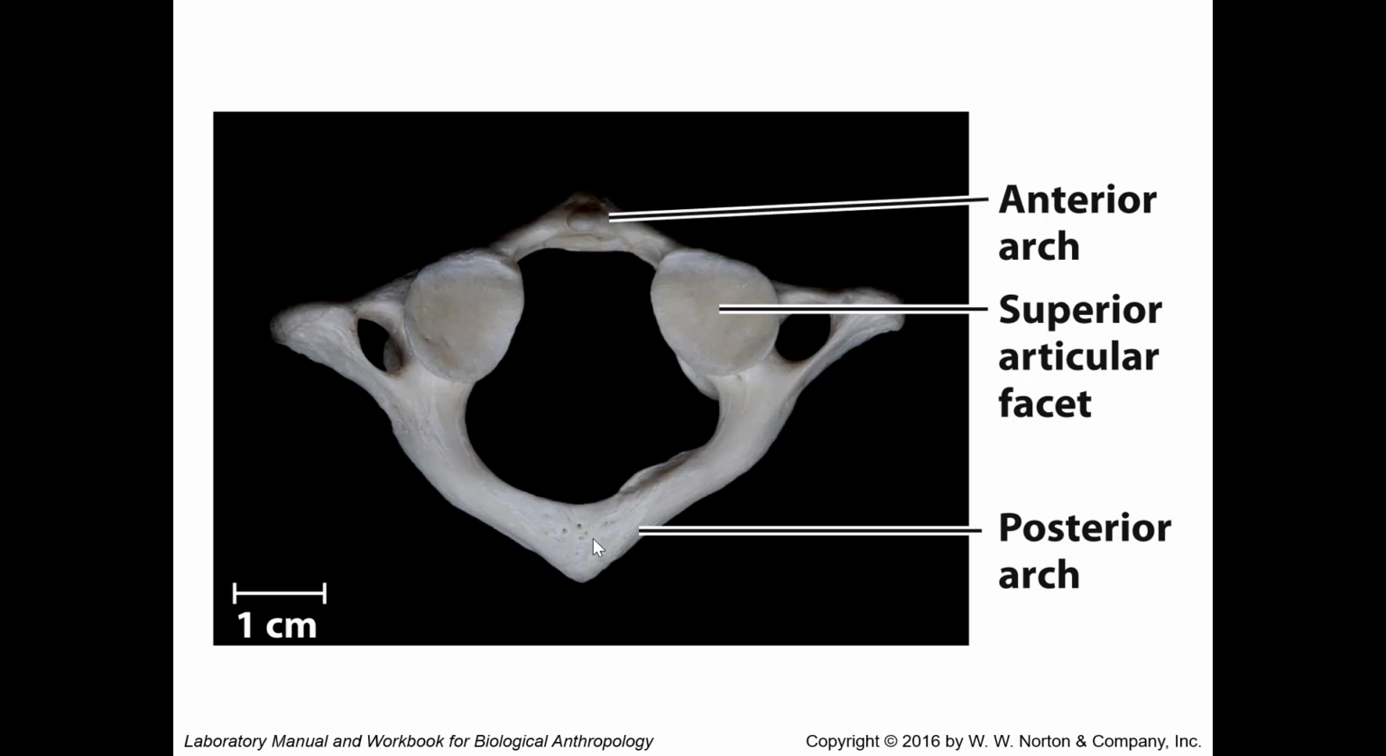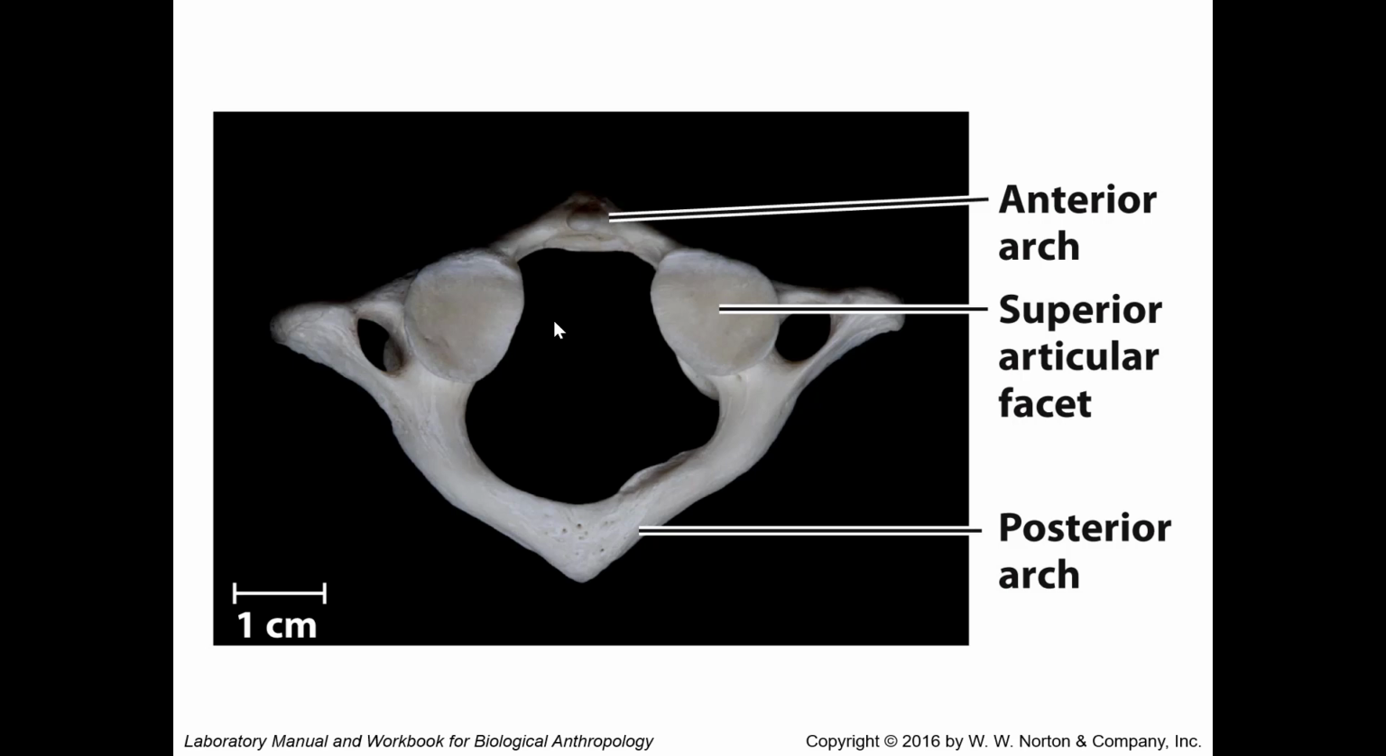It is unlike our other vertebra because it does not have a body. Instead, it has an anterior arch and a posterior arch right here. So it gives it a ring-like shape, having that anterior arch and that posterior arch. Also, it has a superior articular facet right here. It has two, one on each side, on each of the transverse processes. And this articulates with the protruding occipital condyles at the base of the cranium.